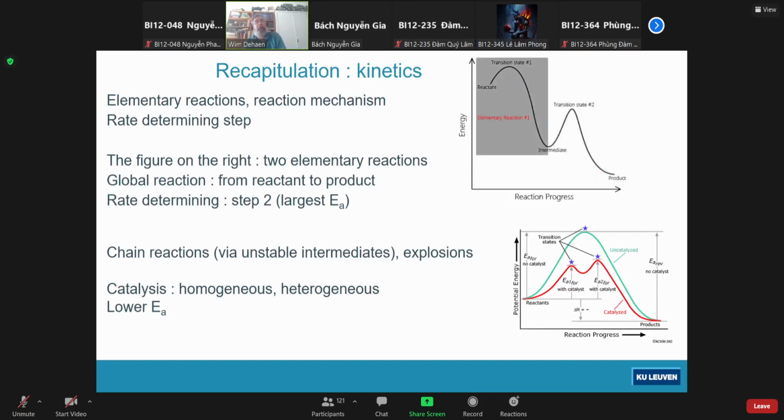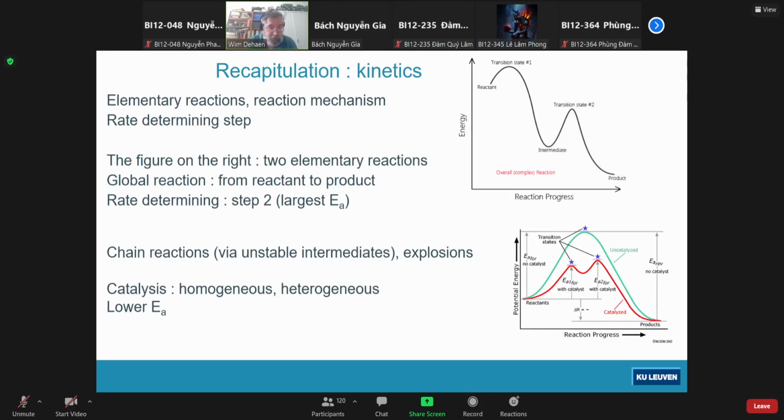We also talked about chain reactions where you have unstable intermediates like radical intermediates, for instance, and we talked about explosions, and these are chain reactions in which the intermediates multiply at every step. So that means your reaction is getting out of control. And finally, indeed, so much heat could be generated that you have gas and the gas expands and you have an explosion.